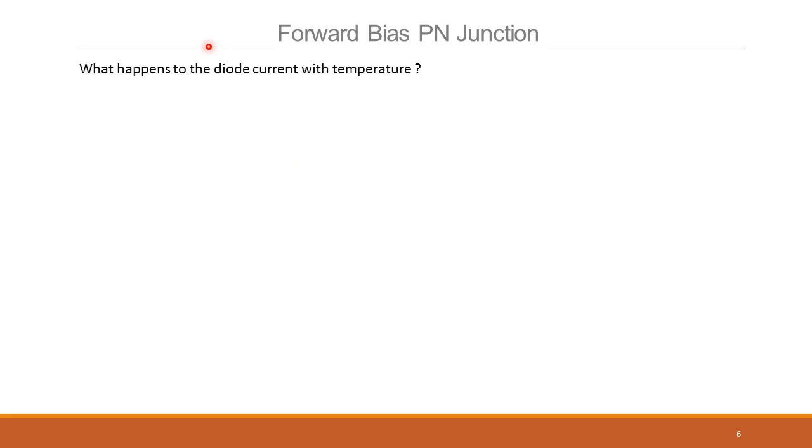What happens to a diode current with temperature? We've seen that with voltage it is an exponential function. Right? The forward current I is Is e power Va by Vt minus 1. I'm just writing Vt as kT by q. So it's e power qV by kT minus 1.